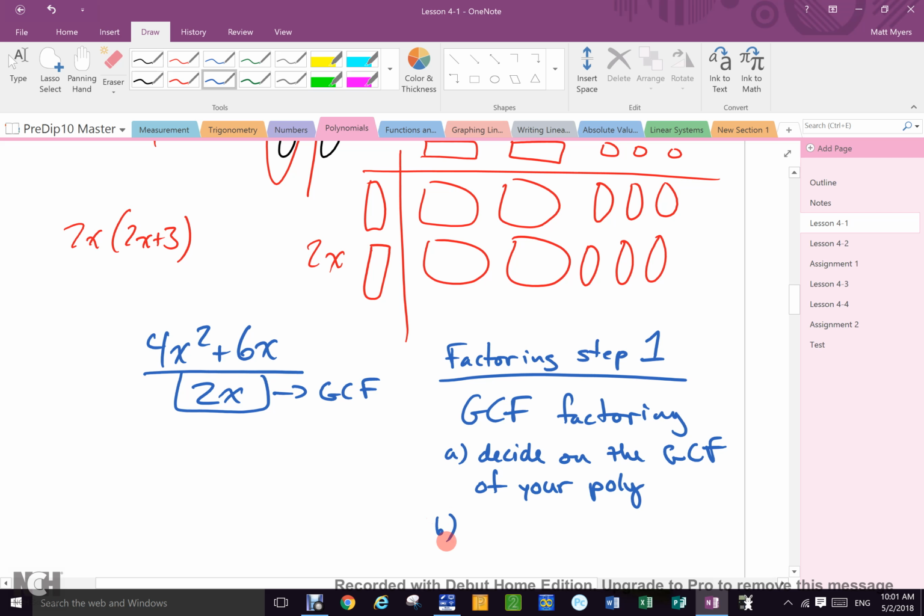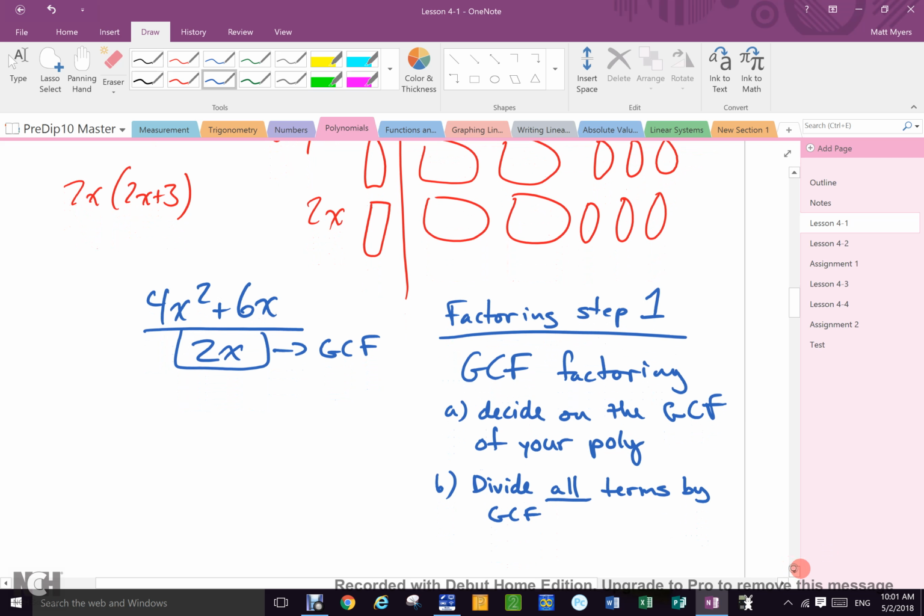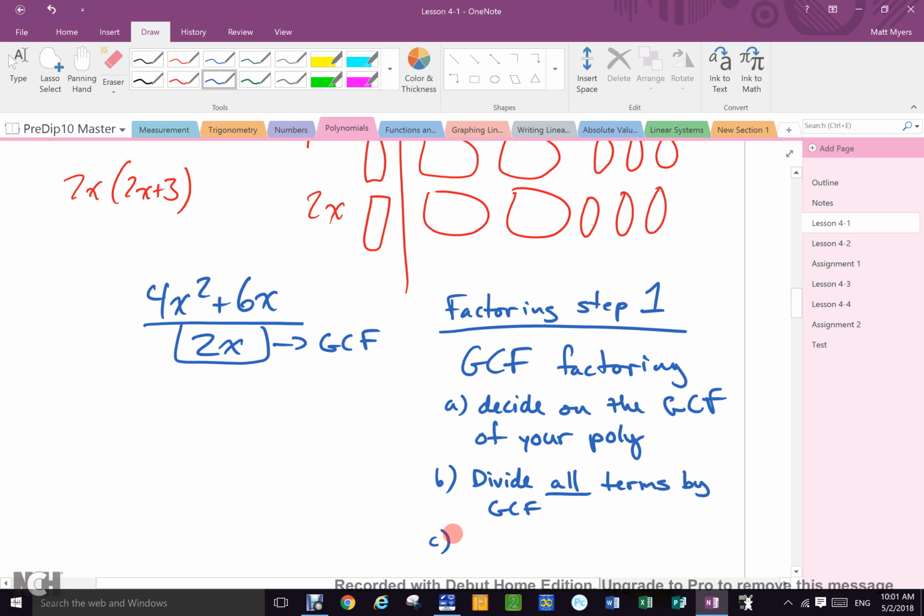Step 2, divide all terms by the GCF. Step 3, write your answer as follows: GCF, bracket, quotient. What's a quotient? The division answer. Quotient 1 plus or minus quotient 2. And how long do you carry this on? Until you run out of quotients.